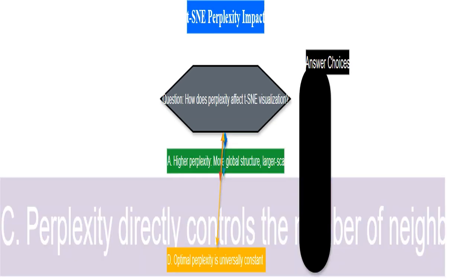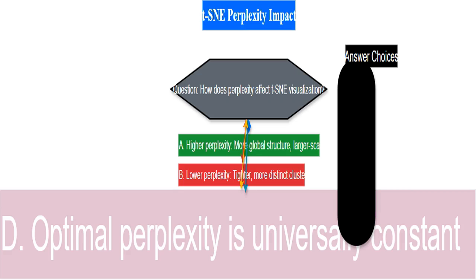I interpret perplexity as directly influencing the number of neighbors considered during similarity calculations. It's not a precise control, but it determines the range of neighbors involved. Think of it as setting the radius around each data point for determining its neighbors. This statement is incorrect. The ideal perplexity isn't a magic number, it depends entirely on the dataset. You'll need to experiment and find the best setting for your specific data.